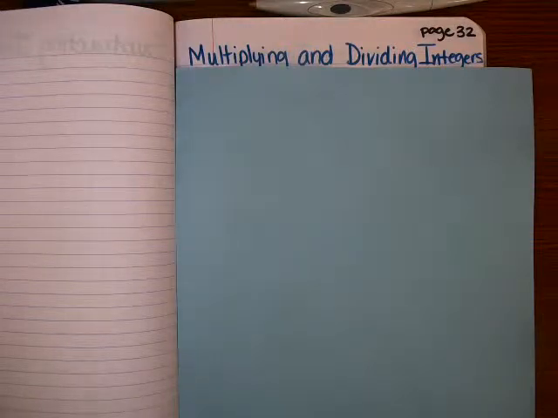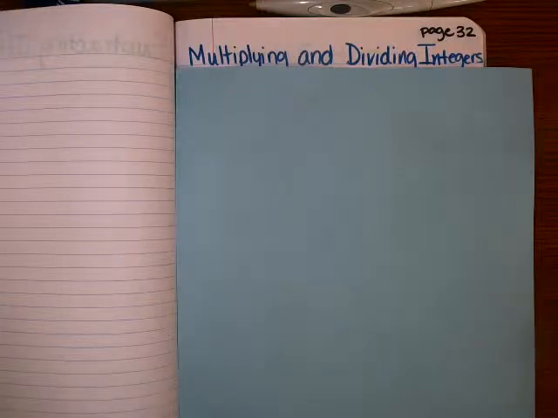Hello students, today I'm going to teach you how to multiply and divide integers. Well, integers are positive or negative whole numbers. And when we multiply and divide integers, we use the same rule as regular multiplying and dividing.